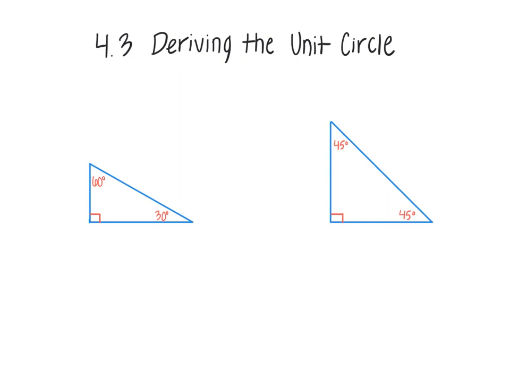Today we're going to begin deriving the unit circle. But before we can get started, we have to review something from geometry, which is known as special right triangles. There are two specific special right triangles which relate to the unit circle.